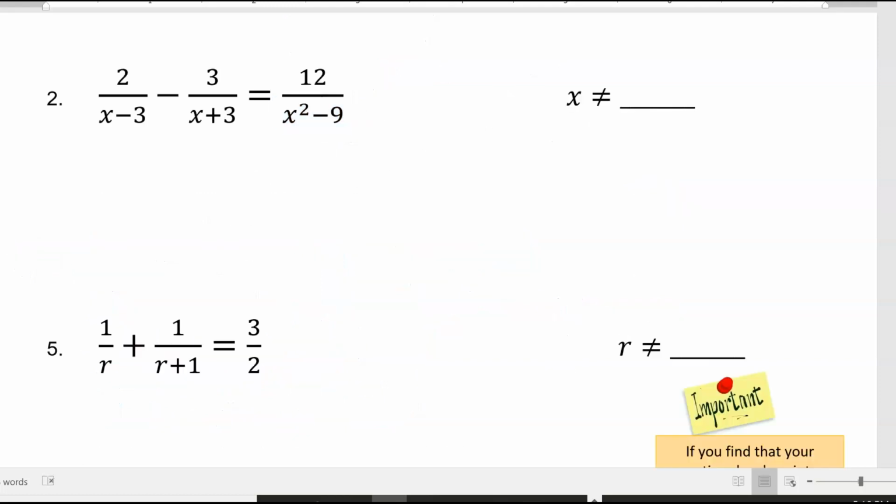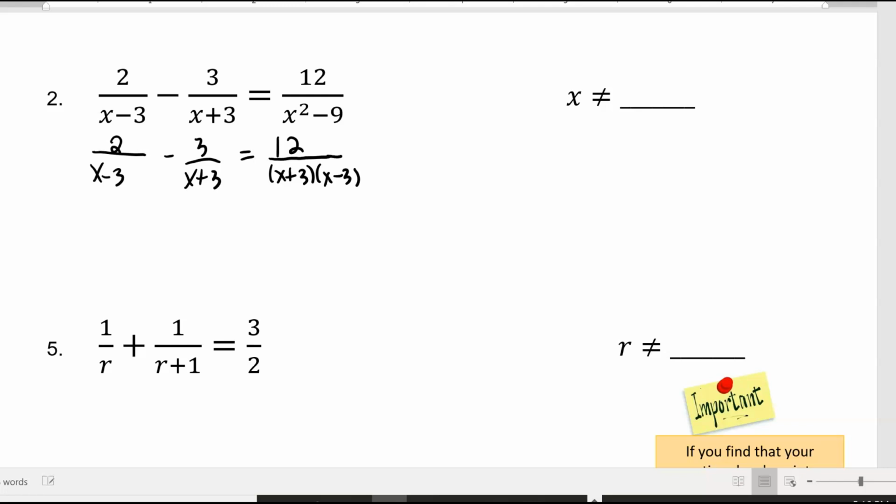So rewrite the problem with the factored denominators, and of course the factors for that difference of squares are x plus 3 times x minus 3.